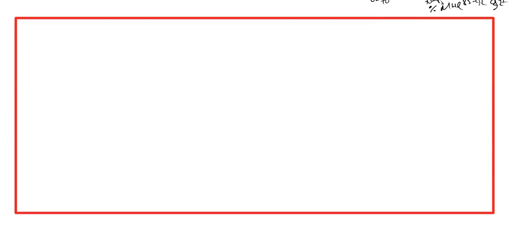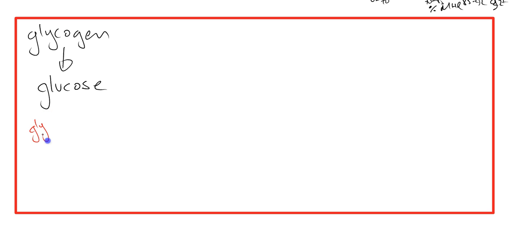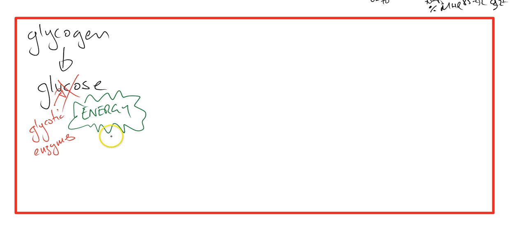So how does the aerobic system actually produce energy? We start off with glycogen, and the glycogen is converted to glucose. We have glycolytic enzymes that work to break down the glucose. As a result of the glycolytic enzymes breaking down the glucose, we have energy being released. Now that energy is used to resynthesize ATP.